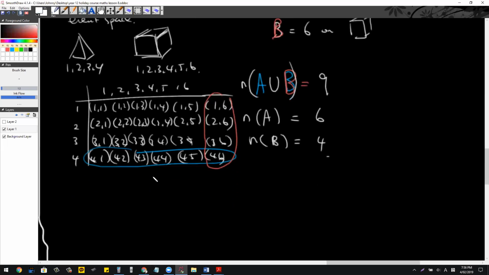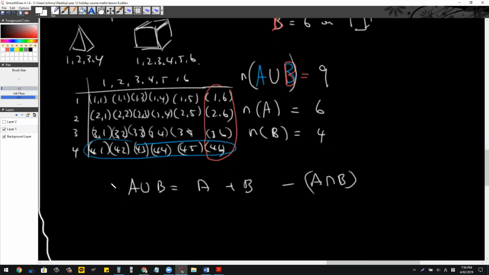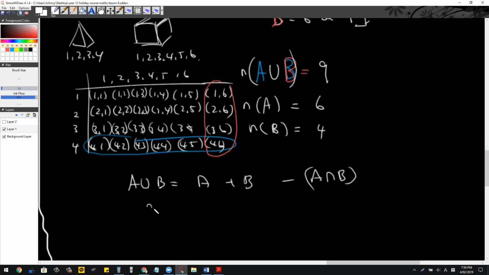So that's why we get this famous equation. A or B is A plus B minus A and B. We can apply that to probability. So this is 9 equals 6 plus 4 minus A and B. Obviously, that's 1. That's this guy here. That's A and B, okay?